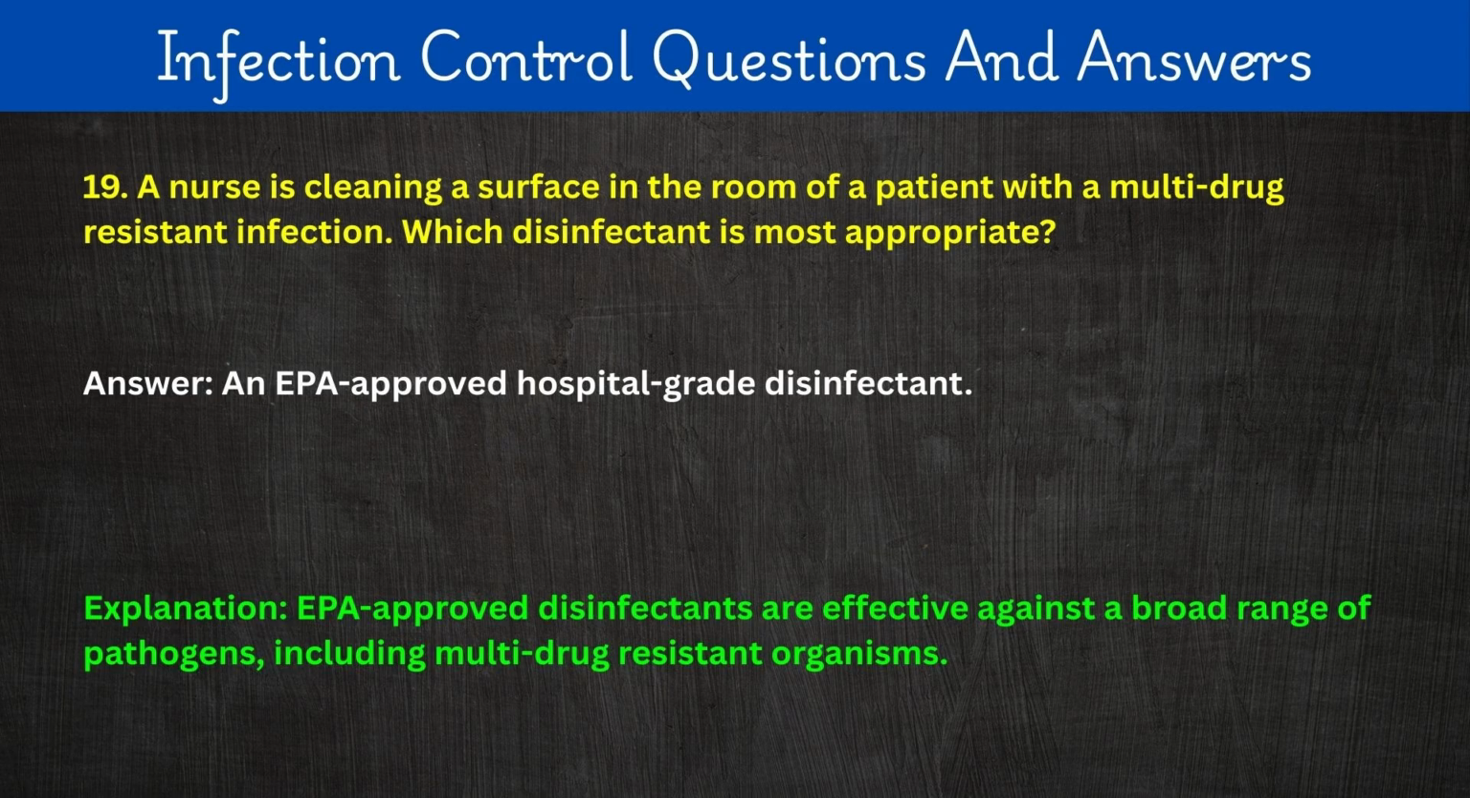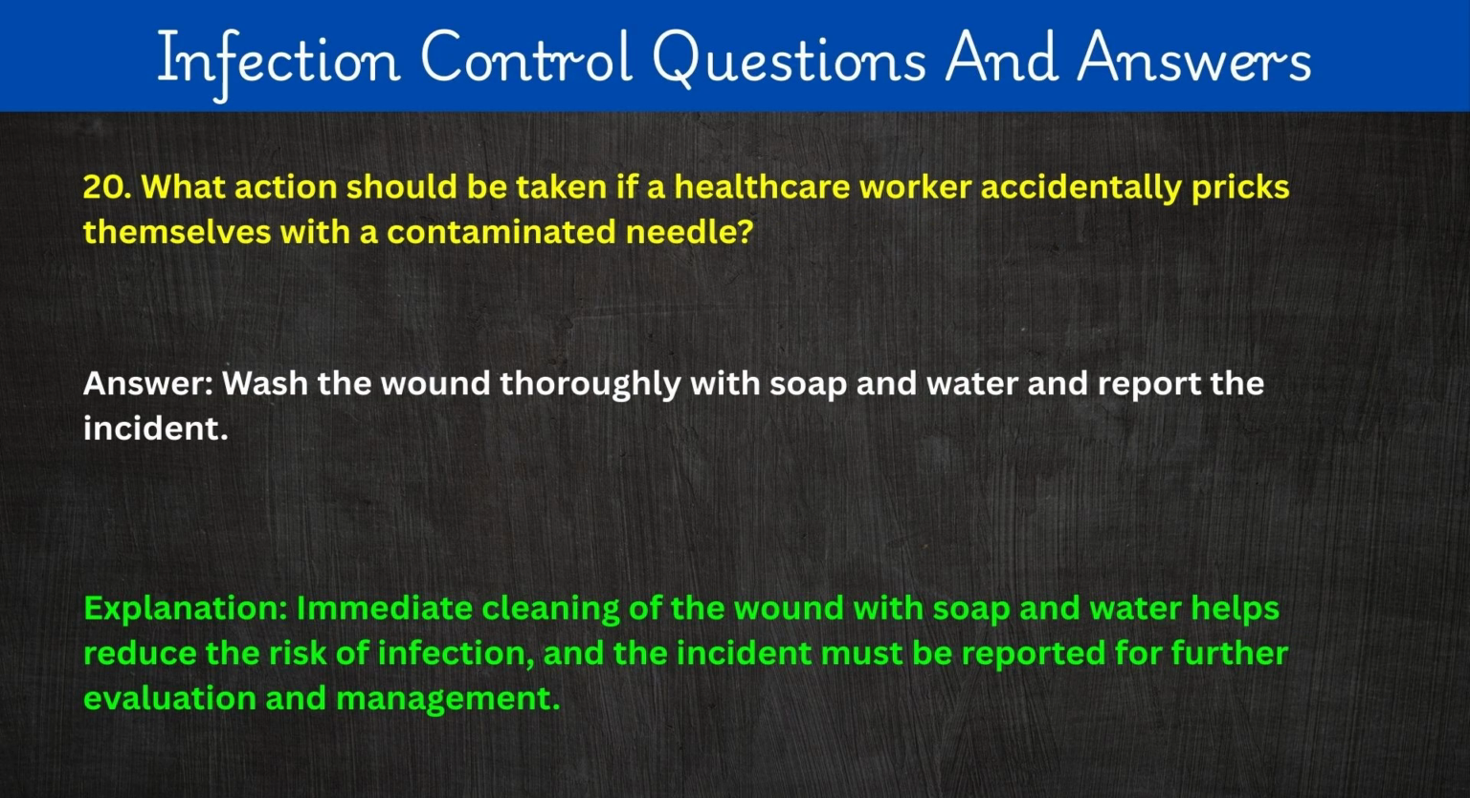Answer. An EPA-approved hospital-grade disinfectant. Explanation. EPA-approved disinfectants are effective against a broad range of pathogens, including multi-drug-resistant organisms. 20. What action should be taken if a healthcare worker accidentally pricks themselves with a contaminated needle? Answer. Wash the wound thoroughly with soap and water and report the incident.